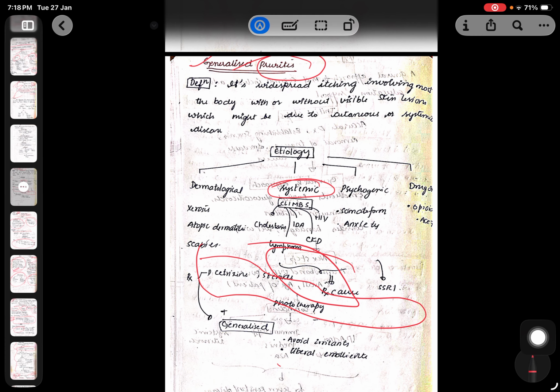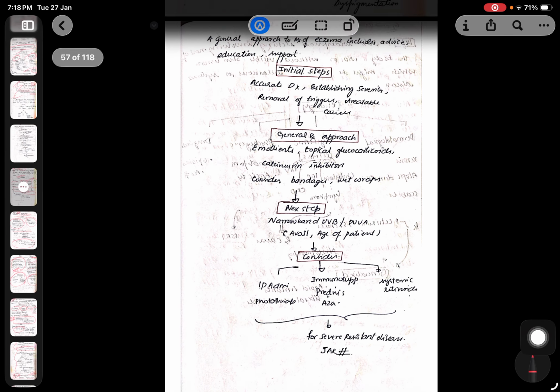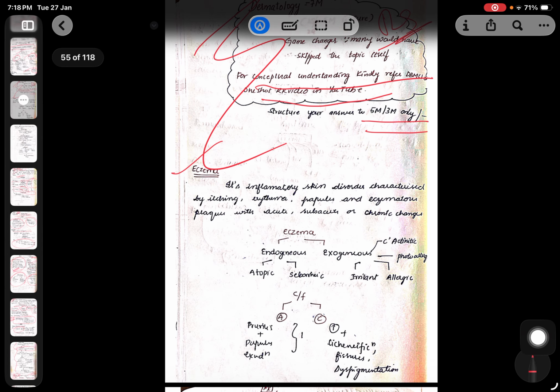But the major thing is they will ask you about the etiology. So obviously you are talking about dermatology, you have to know about dermatological conditions like atopic dermatitis, xerosis, then also systemic causes. Then also there might be somatoform anxiety. That means a patient is visiting multiple doctors but unable to find out the etiology, what is happening. So that is an important thing. And also some drugs like opioids and ACE inhibitors. So this is for a 3 marker. Okay. Generalized pruritus. Eczema is a potential 5 marker.